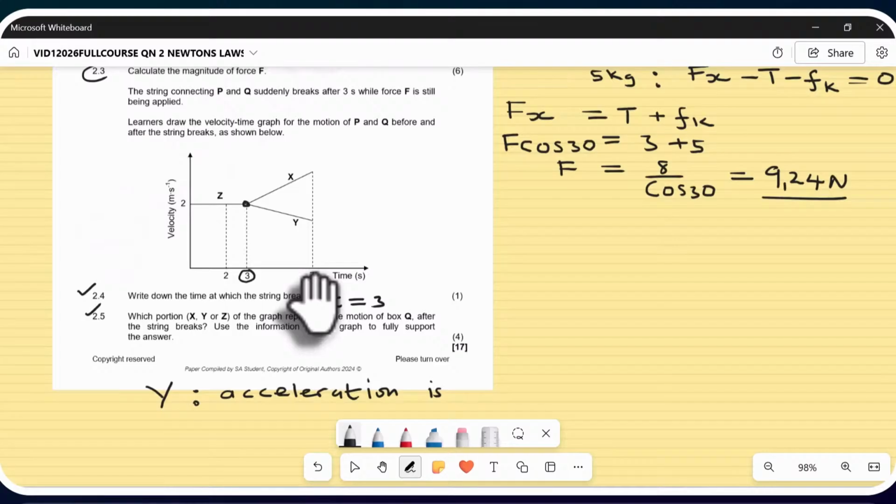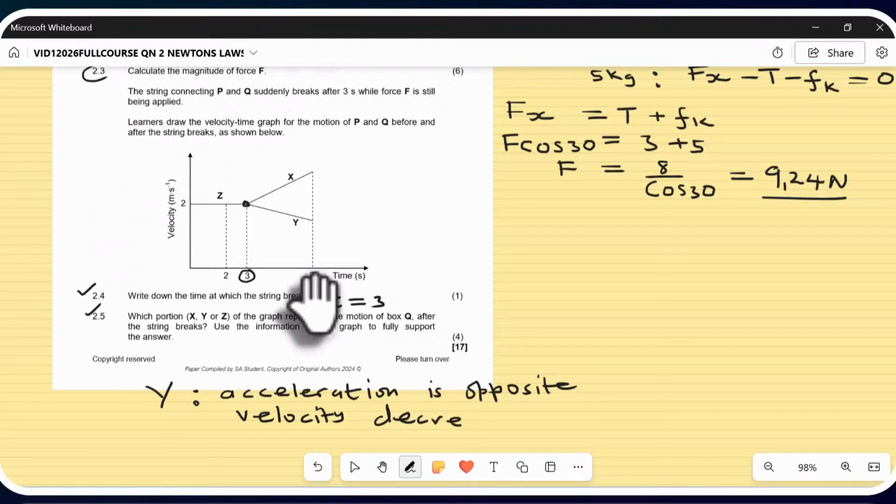Okay, so let us proceed then here. 2018, this has been the supplementary. Okay, they say here block P of unknown mass is placed on a rough horizontal surface. It is connected to a second block of mass 3 kg by a light inextensible string passing over a light frictionless spool as shown below.